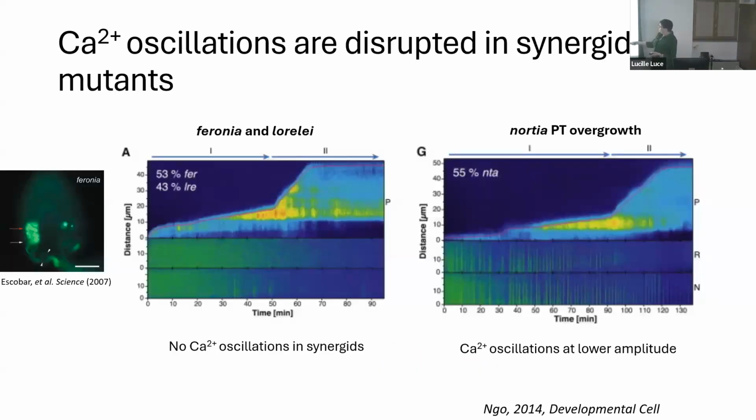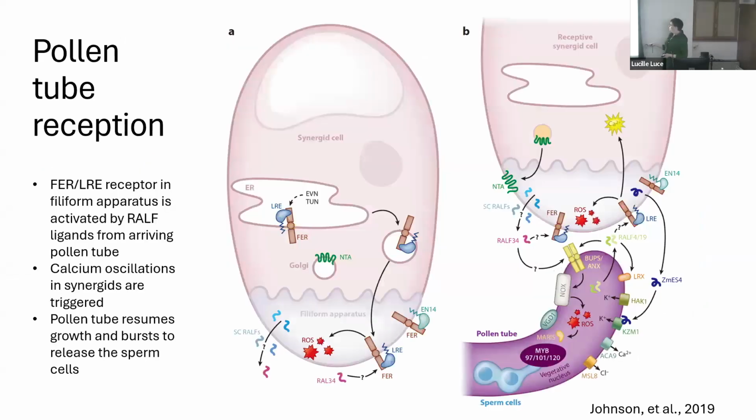In Feronia mutants, those oscillations don't occur at all in either the receptive or non-receptive synergid. But in Nordia mutants, they occur, but at a lower amplitude. So the idea was that the reason Nordia mutants aren't an all or none phenotype is that sometimes, stochastically, you get enough calcium oscillation that the pollen tube gets triggered to burst.